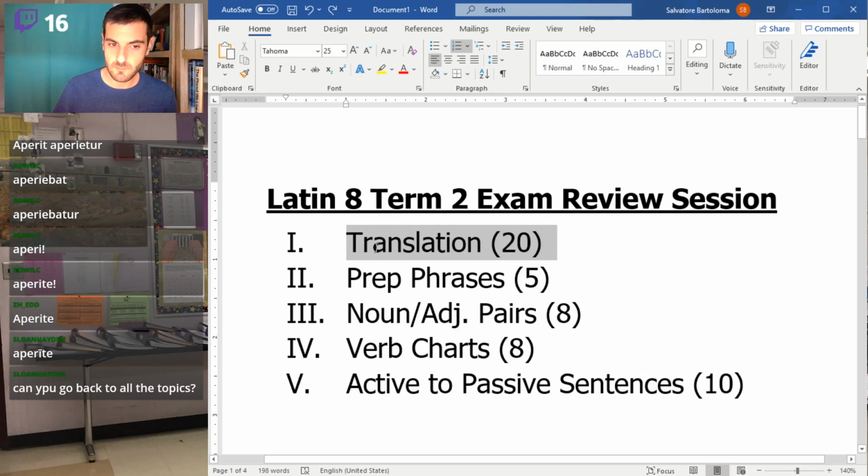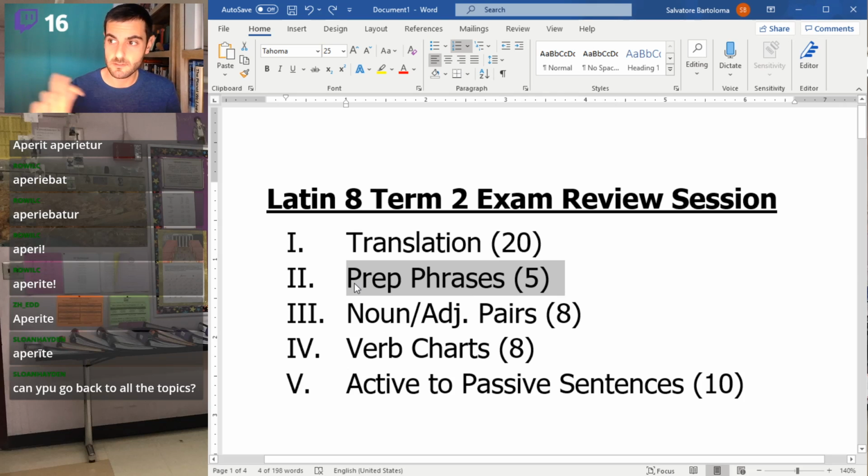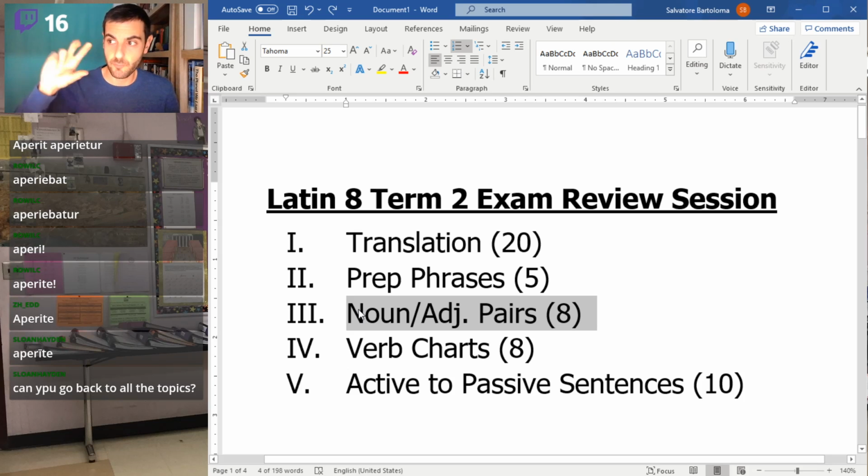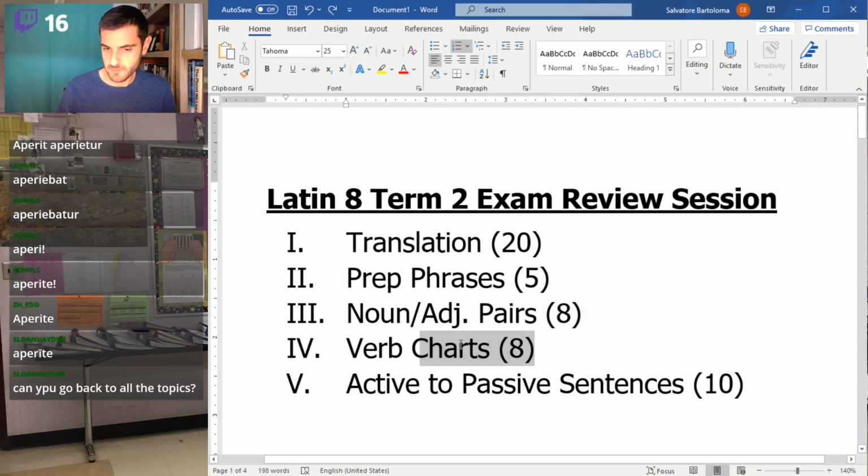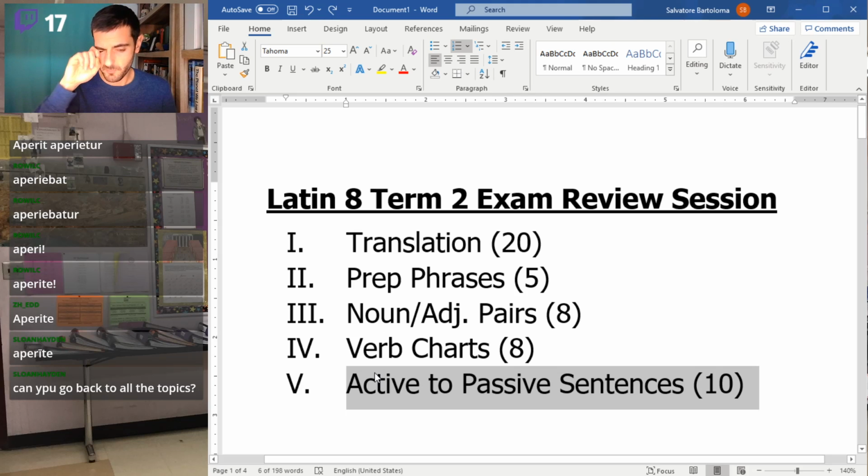We have the translation. Okay, it's a story. It's basically 5 sentences. You put it all together, it's a paragraph. The prep phrases, you've got some English to Latin, some Latin to English. It's a little bit of a mix. Noun adjective pairs, you're going to have 4 pairs, essentially. So a noun and an adjective, 1 point for each. Verb charts, obviously we just talked about, and then active to passive sentences, where we're twisting them around.